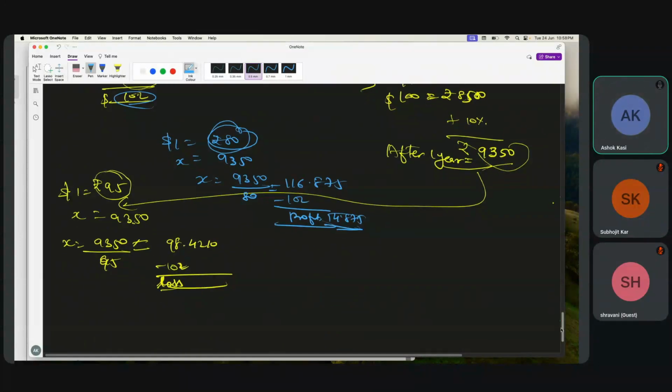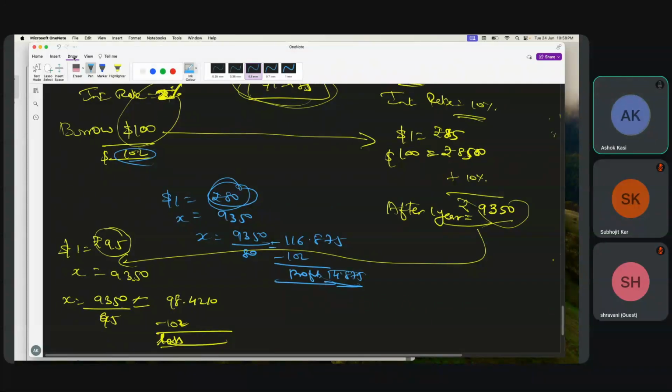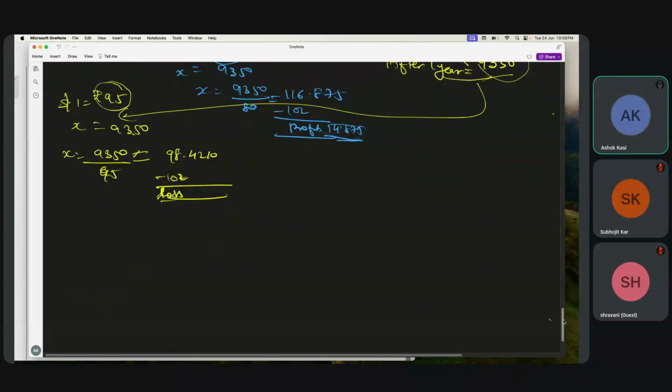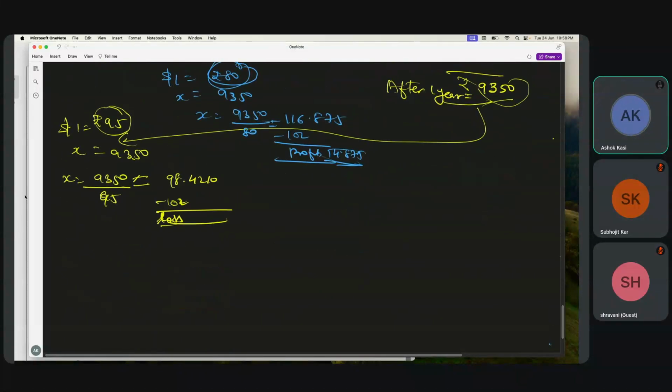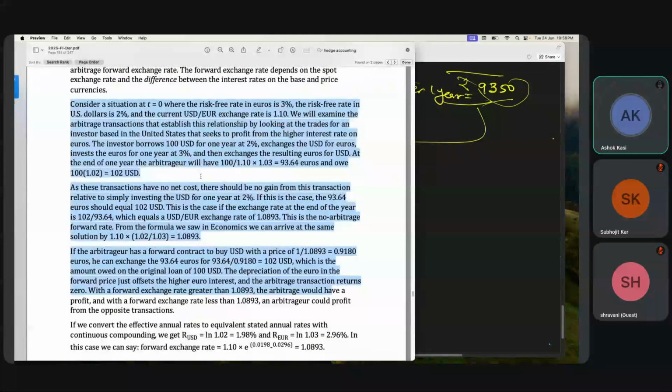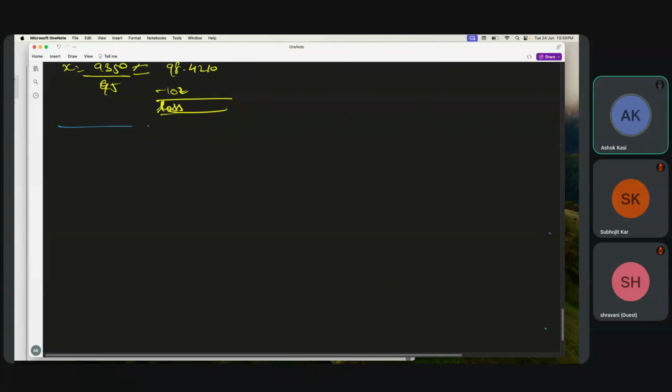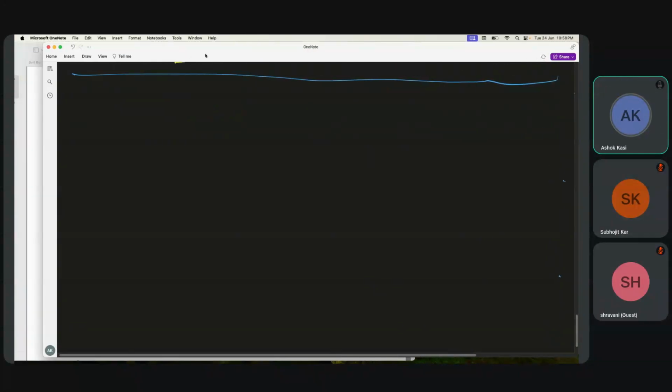This is called carry trade: borrowing from the country of lower interest and investing in the country of higher interest. Now, the same thing, they have given with some other countries as an example. I'll quickly do that one as well so that it becomes easier for you.